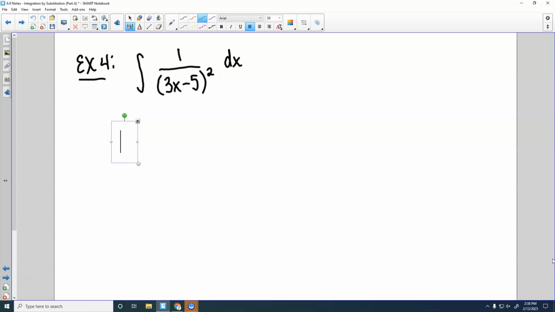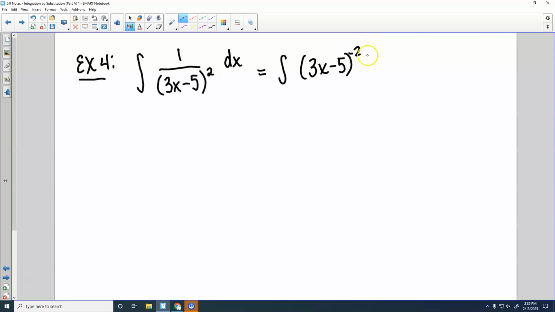If there is one, I either have never learned it or can't remember it. We definitely don't have to do it in this class. So I need to think about this in a u du situation. How could I write this so I don't have a fraction anymore? Negative exponent. So I could write it this way: (3x minus 5) to the negative 2 dx. And that will simplify this a little bit. What do you guys think the u should be in this case? It should be the 3x minus 5.